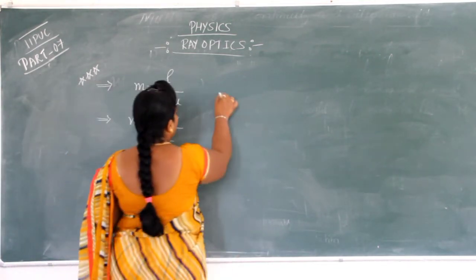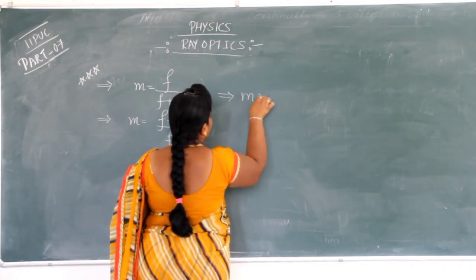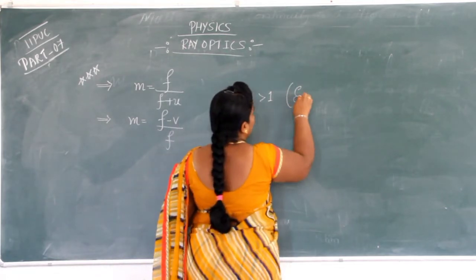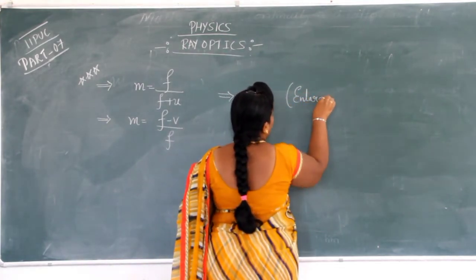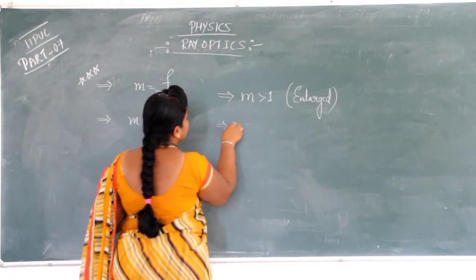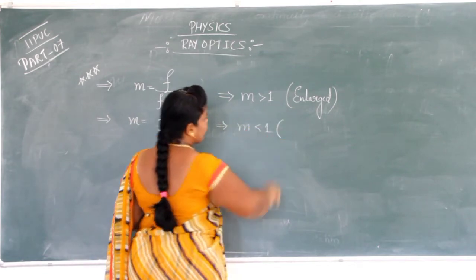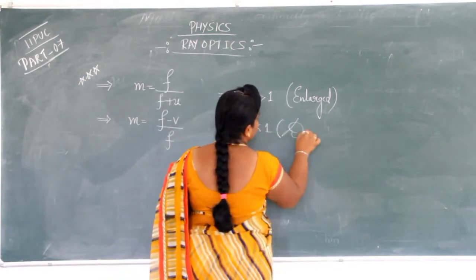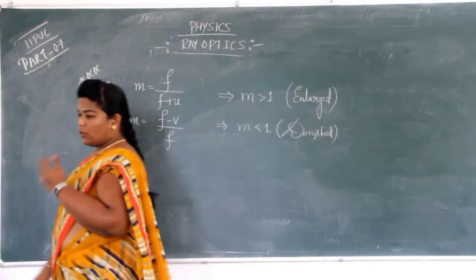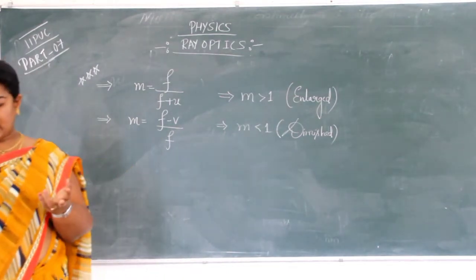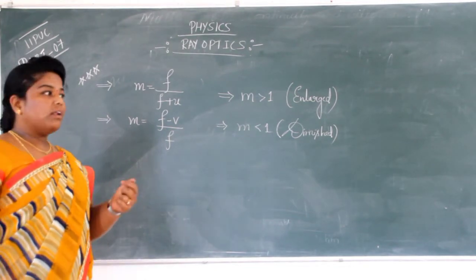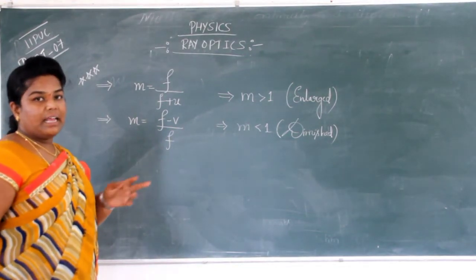Suppose while we are performing an experiment, if we get the magnification greater than 1, we can say that the image is enlarged, means an enlarged image has been formed. Suppose if we get that the magnification is less than 1, it indicates that the image formed is said to be diminished. Not only this, even we can define magnification for the virtual as well as real images.